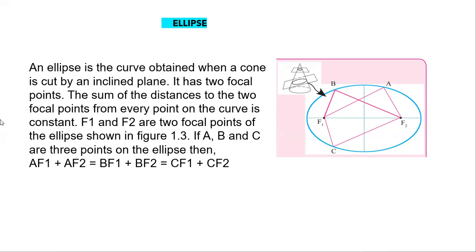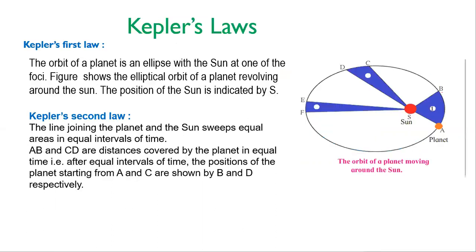The sum of the distances to the 2 focal points, that is AF1 plus AF2, will be equal to BF1 plus BF2, which will be equal to CF1 plus CF2. It always remains a constant. Remember this: the sum of the distances to the 2 focal points from every point on the curve is a constant. This is called an ellipse. Now we'll discuss Kepler's laws.